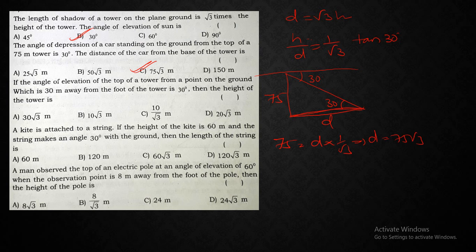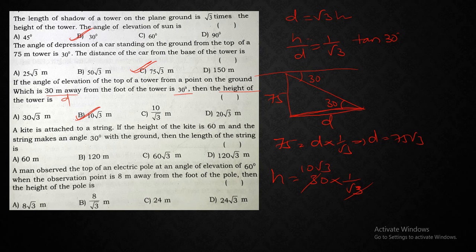Option C. If the angle of elevation of top of a tower from a point on the ground which is 30 meters away. So 30 meters away means distance is given, theta is given, and it is asking height. So clearly height is equal to distance into tan theta. So 30 into tan 30. Tan 30 is 1 by root 3. So this cancels, 10 root 3 times. So clearly the answer is 10 root 3.